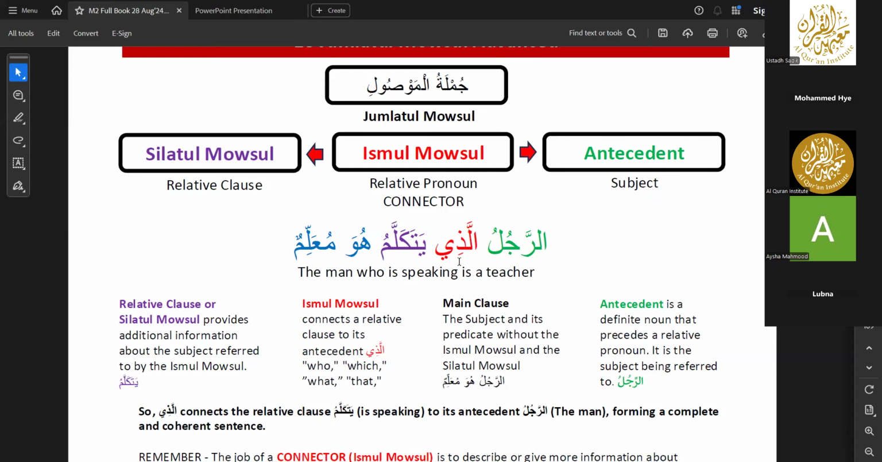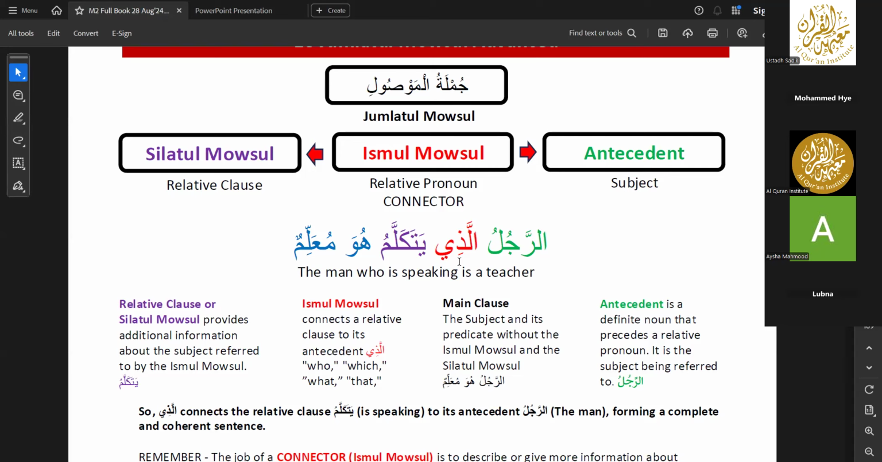Yeah, I was saying that's a very good point to start. Ar-rajulu huwa muallimun. Ar-rajulu is mubtada. Huwa muallimun is khabar. And in the middle, something else came, which Ustad will be explaining. But ar-rajulu huwa muallimun independently could be a Jumlatul ismiyah, and mubtada is ar-rajulu and huwa muallimun is just khabar of ar-rajulu. Then Ustad will explain alladhi yatakallamu, what is this doing, inshallah.